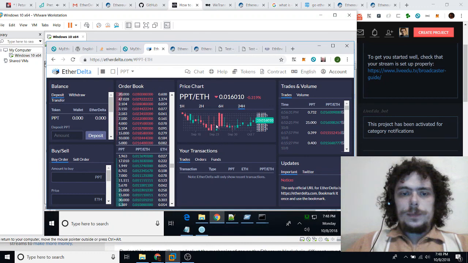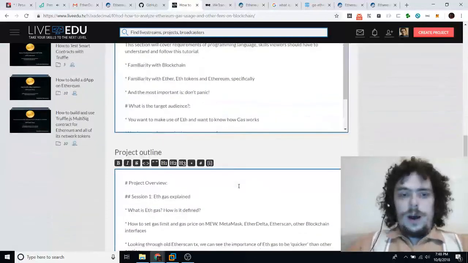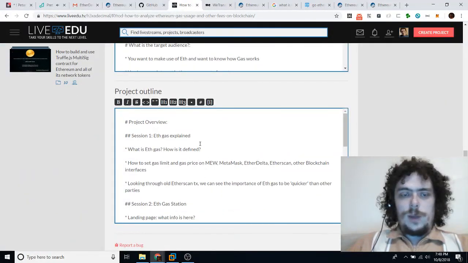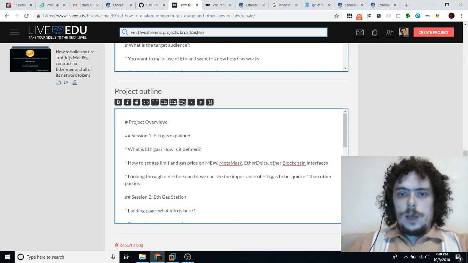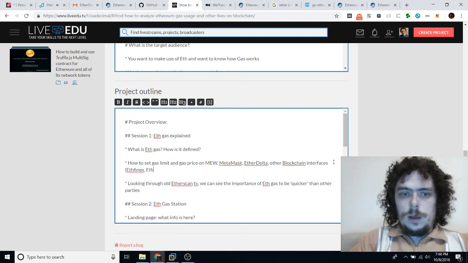So that concludes this section, this session rather, on how to explain the gas. We just covered how to set the gas limit and gas price on MEW, MetaMask, and EtherDelta. We didn't actually look at Etherscan, but you can on Etherscan. And we didn't really look at other blockchain interfaces, though we touched on ETHFinex and ETHLend.